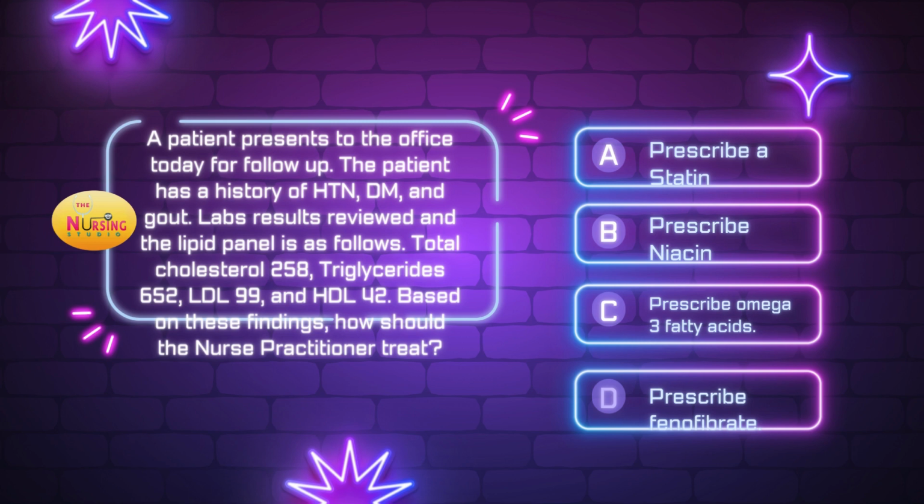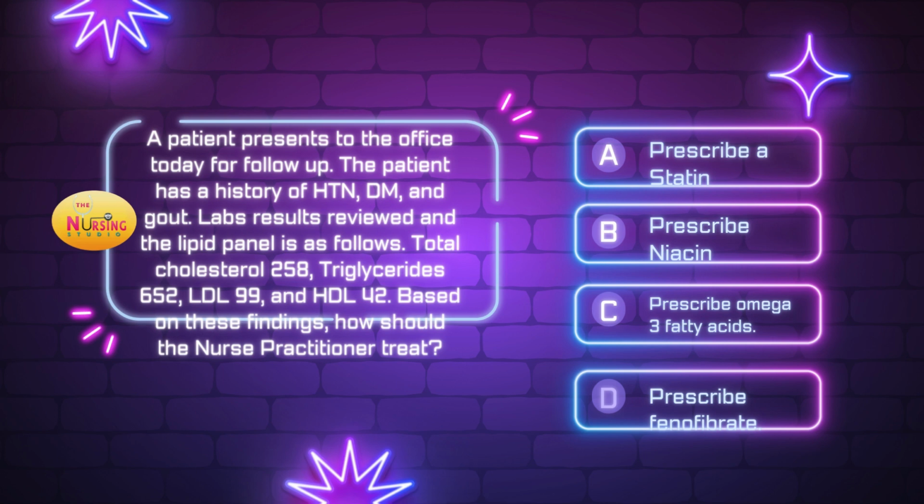All right, the stem of the question states, based on these findings, how should the nurse practitioner treat? For treating, we need to see what diagnosis we have going on, the assessment, all the things, right? The patient is just coming in for follow-up. We see they have a medical history of hypertension, diabetes, and gout. We're looking at this lipid panel. Total cholesterol is elevated because it's 258.